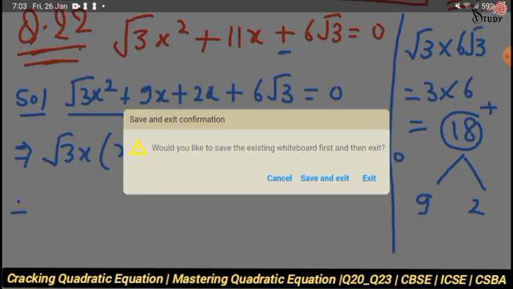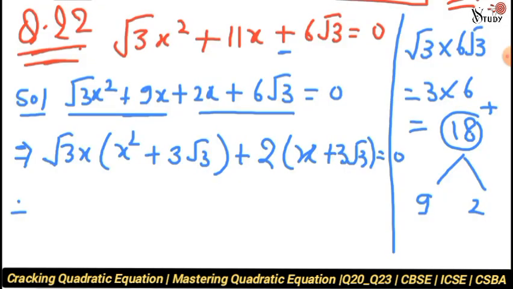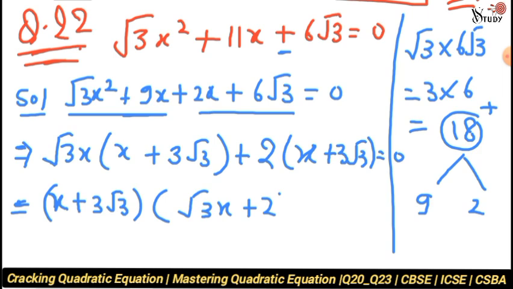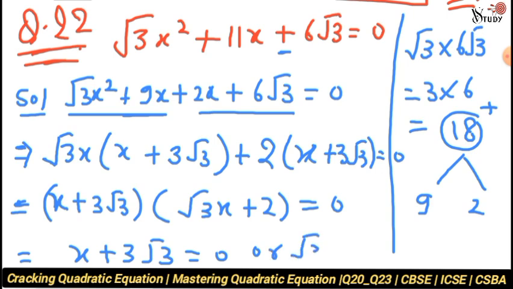Now from these two terms we can take... this is not x square, this is x. Now we can take x plus 3 root 3 common, so we have root 3x plus 2 is equal to 0. Now put x plus 3 root 3 is equal to 0, or root 3x plus 2 is equal to 0.